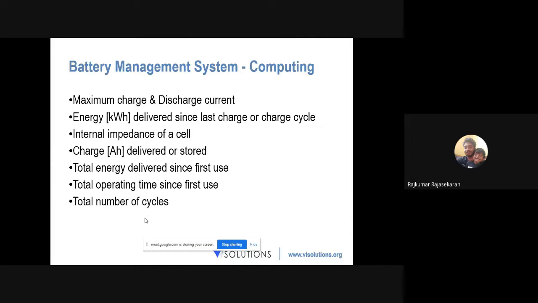Okay, so those kinds of insights need to be accounted for, at least from the manufacturer's perspective. And internal impedance of the cell, charge delivered or stored. Okay, these components will be monitored using a dashboard, mostly not for personal use, but for diagnostic purposes by the automotive manufacturer who's providing service.